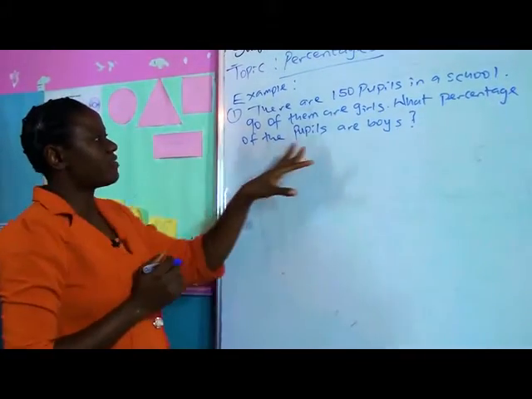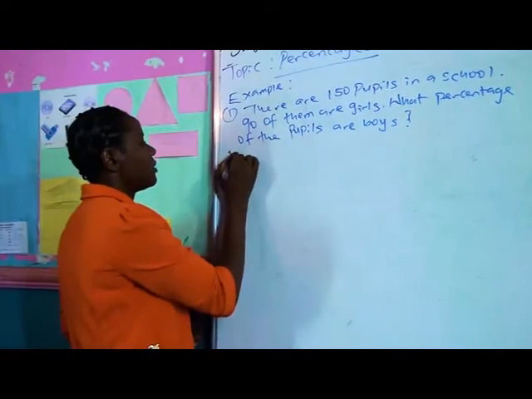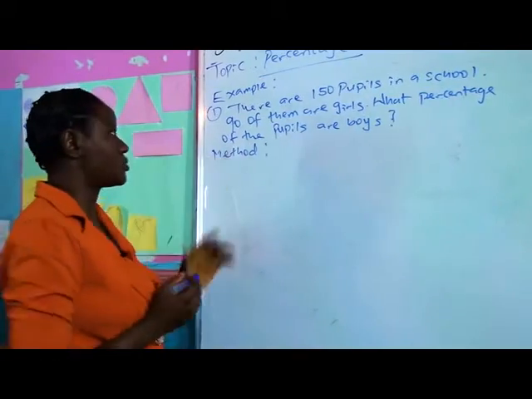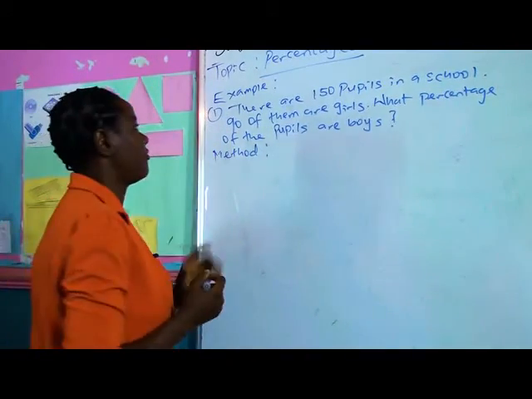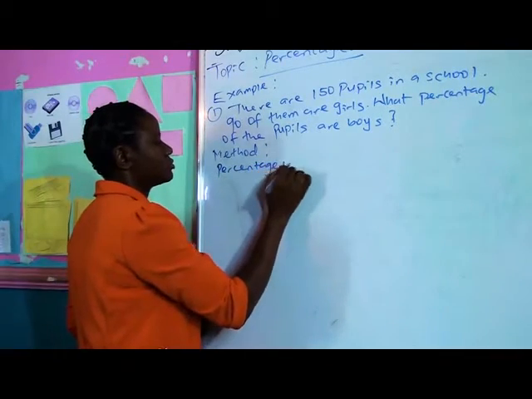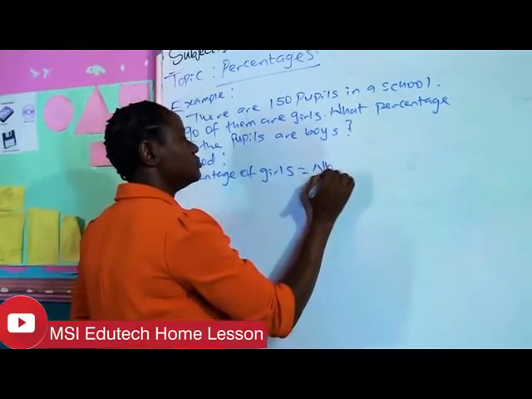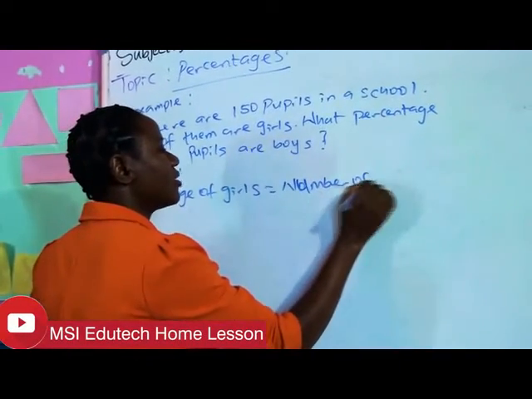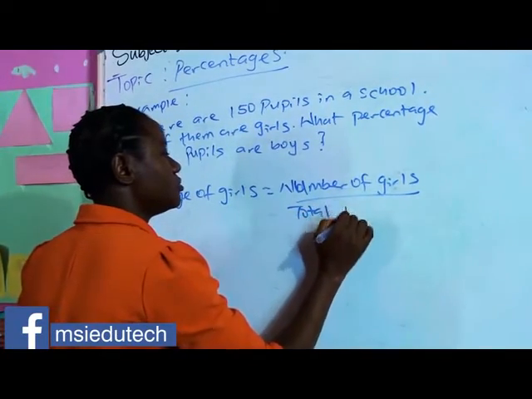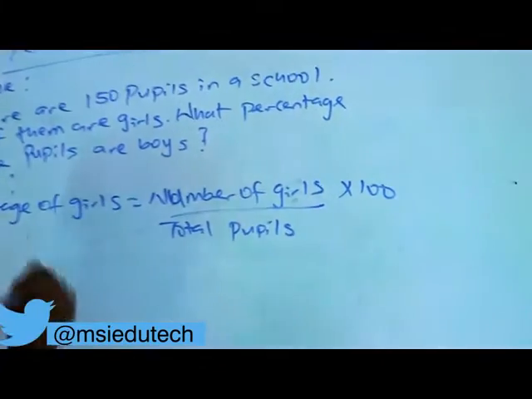Now we are looking for the percentage of boys. There are two methods we could use. In method 1, we could first find the percentage of girls. First, percentage of girls, that is number of girls divided by the total number of pupils times 100, which is our percentage.